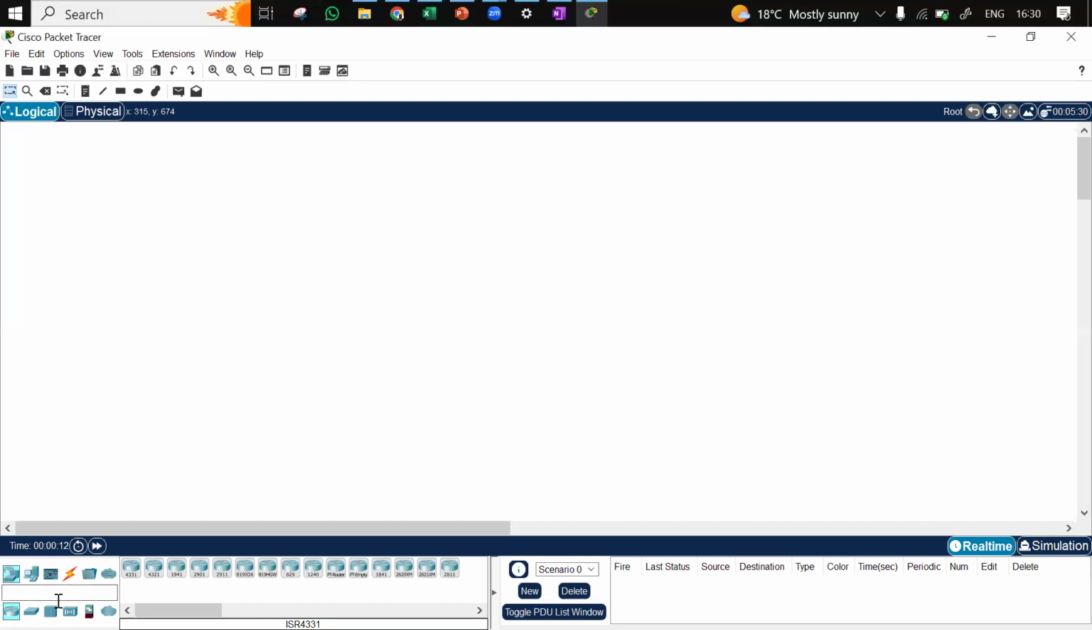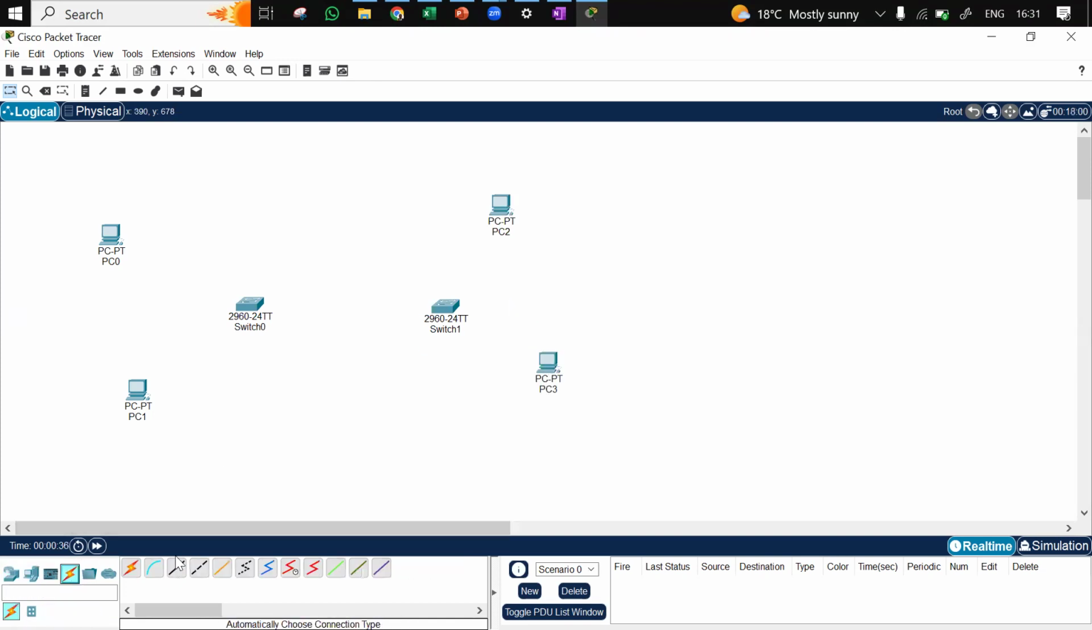VLAN configurations. Can I configure my VLANs? Let's have a simple scenario here. How many pieces do I need? Let's have a switch. Let me have 2 switches. Let me have other 2 pieces here.